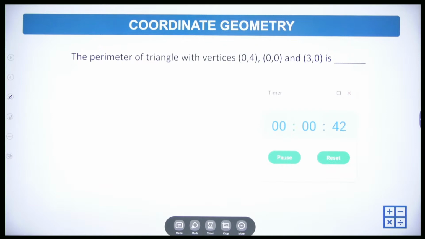It's better if you can draw the graph or plot the points on a graph paper, and then you can try to find the area. So it will be very simple. Trying to find the perimeter.